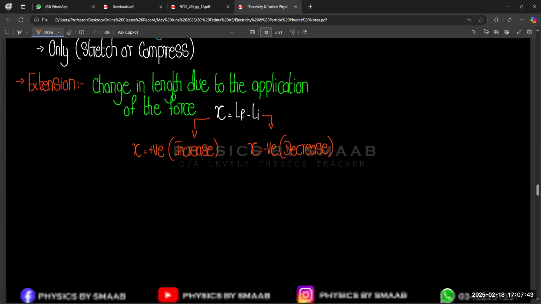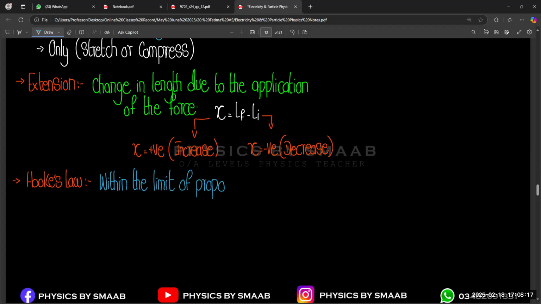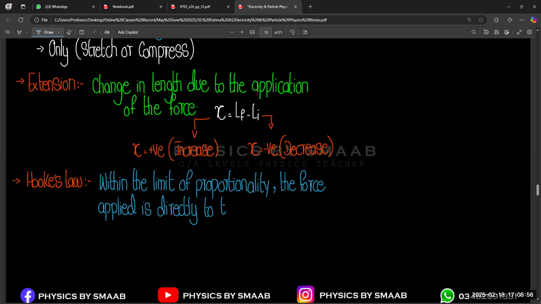Then after this we have Hooke's law. In Hooke's law, we can say that within the limit of proportionality, the force applied is directly proportional to the extension.